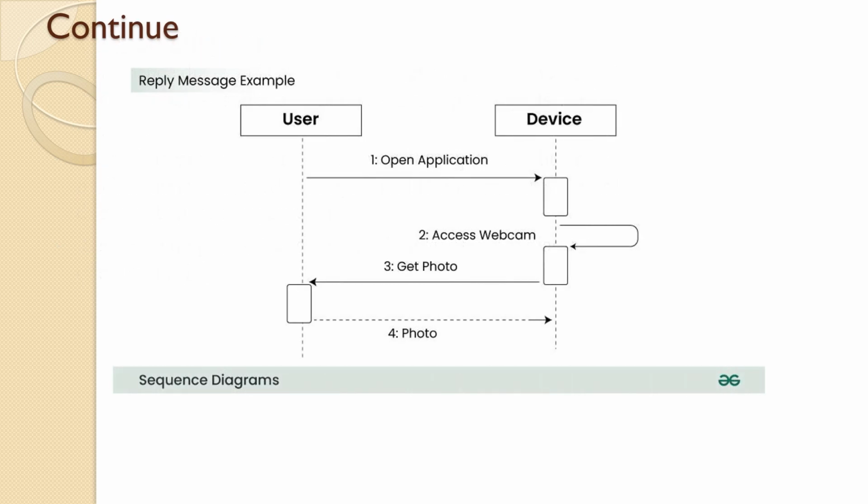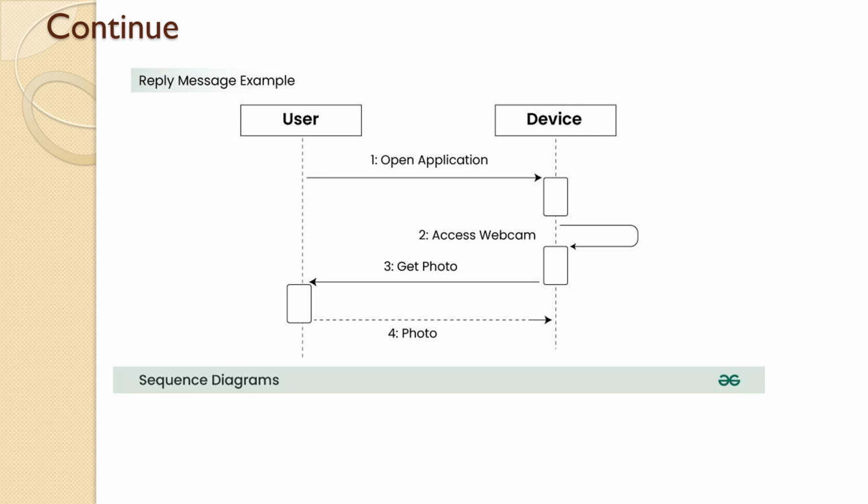This is an example of a sequence diagram. User and device, where device means system. First, the user opens the application. Second, access the web camera. Third, get the photo, and then fourth, the photo is automatically saved into the device. This is the flow of the diagram.